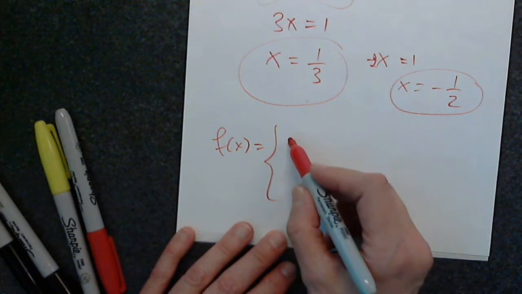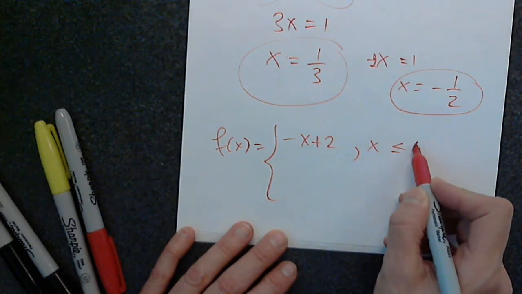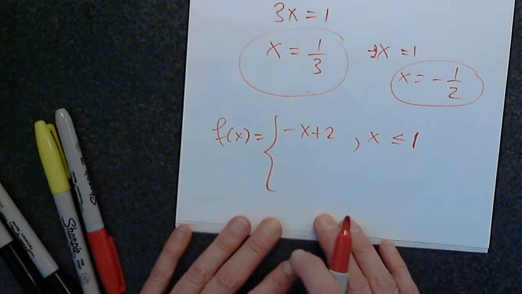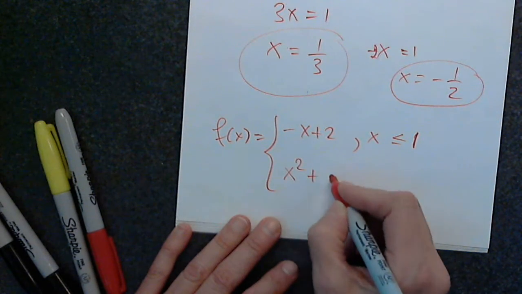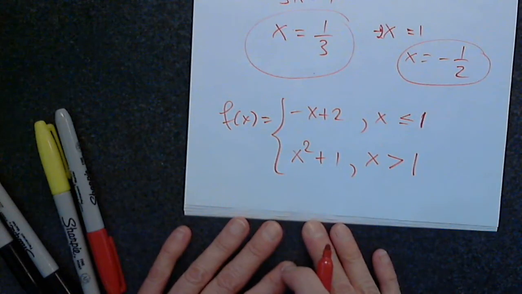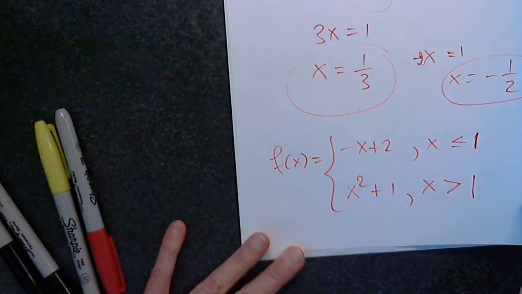Well, let's say negative x plus 2 for x less than or equal to 1. And let's say x squared plus 1 for x greater than 1. Is this a piecewise defined function?